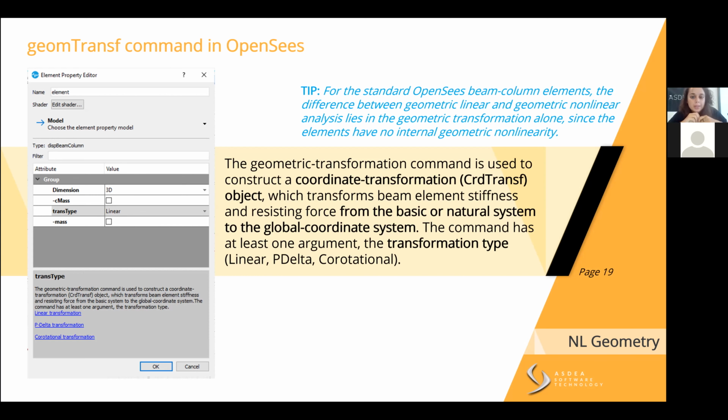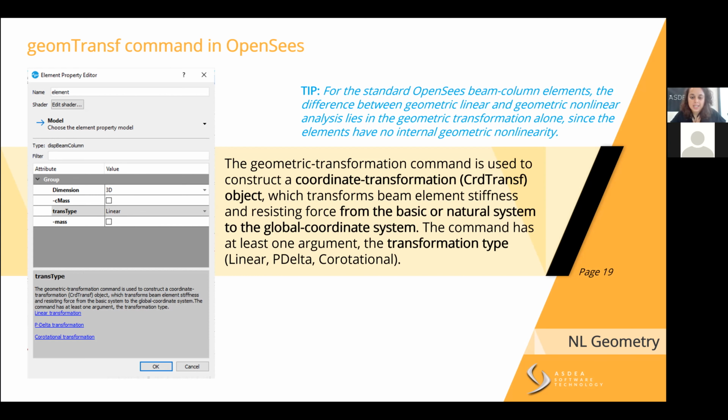Naturally, for beam column elements, the difference between linear and nonlinear analysis lies in the geometric transformation alone, because there are no internal geometric nonlinearities. We're not going to talk today about the type of geometric nonlinearities that can occur in solids or in shells, because that exceeds, let's say, the scope of these classes. We talk about frame structures, so we are interested in beam column elements. So we have 3 options for geometric transformation: linear, pdelta, and corotational.